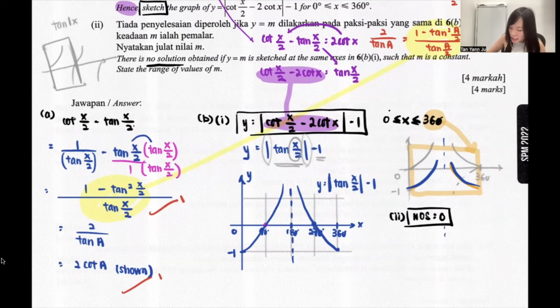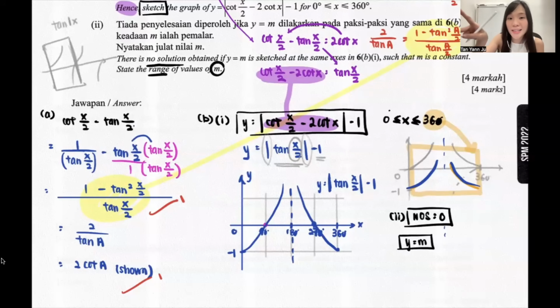So they say number of solution 0. They say obtain if y equals to m. Okay, y equals to m is sketched on the same axis. So you guys are going to draw y equals to m on this particular graph such that m is a constant, okay? Now they want to find the range of m. Range means your answer has bigger, smaller signs, okay? So guys, how do you do this one?